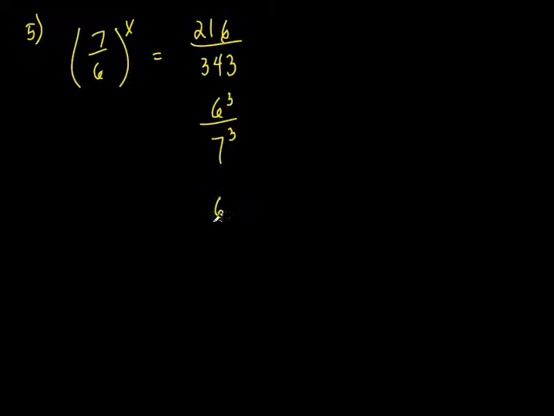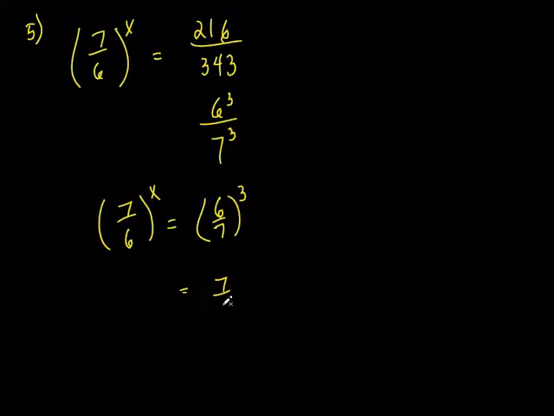Well, that's the same thing as 6 over 7 to the third. But are we going to leave it like that? Can we just set these things equal to each other now? Nah, because the bases aren't the same. This is 7 over 6. This is 6 over 7. So what I'm going to do is this. I'm going to take this and make it 7 over 6.